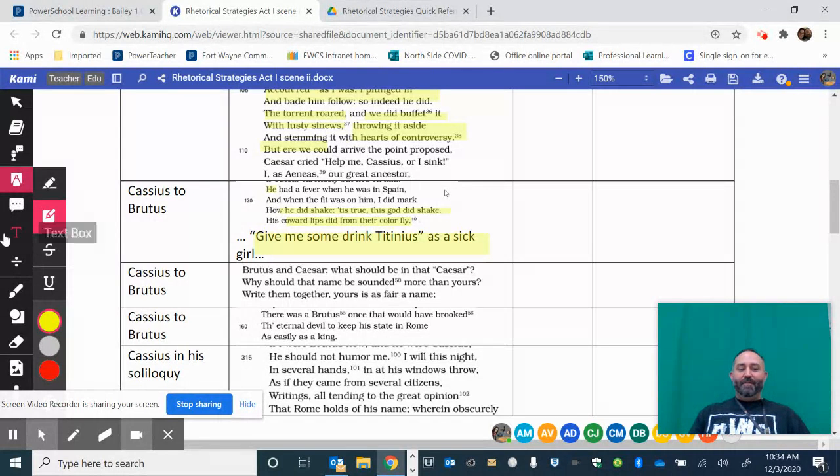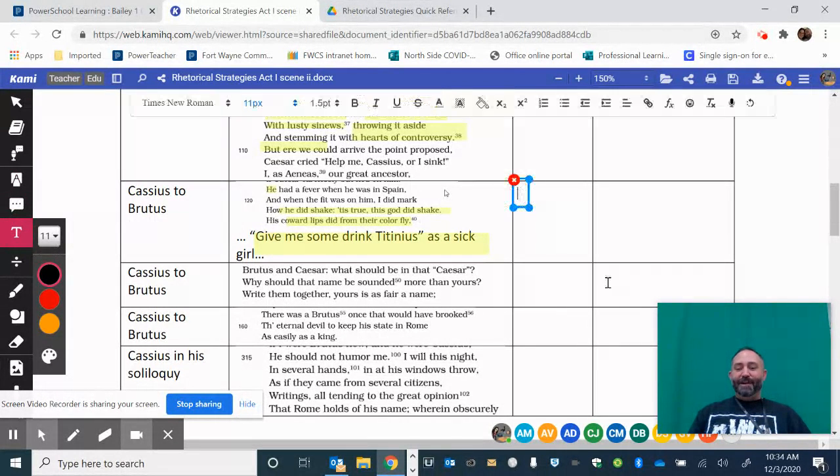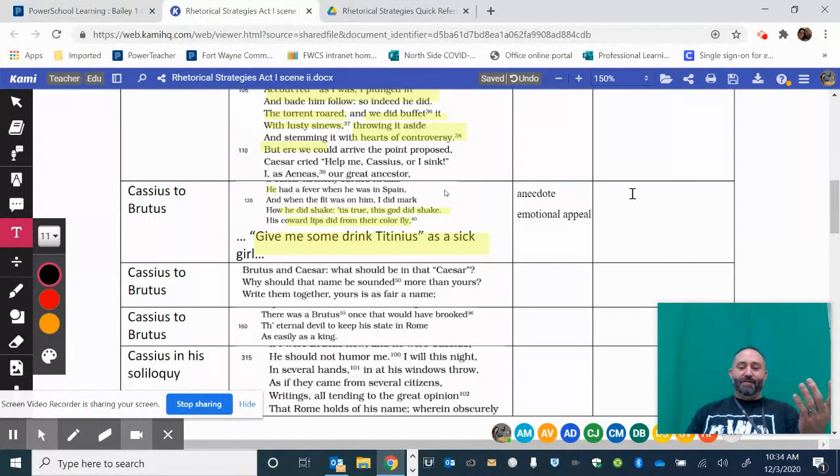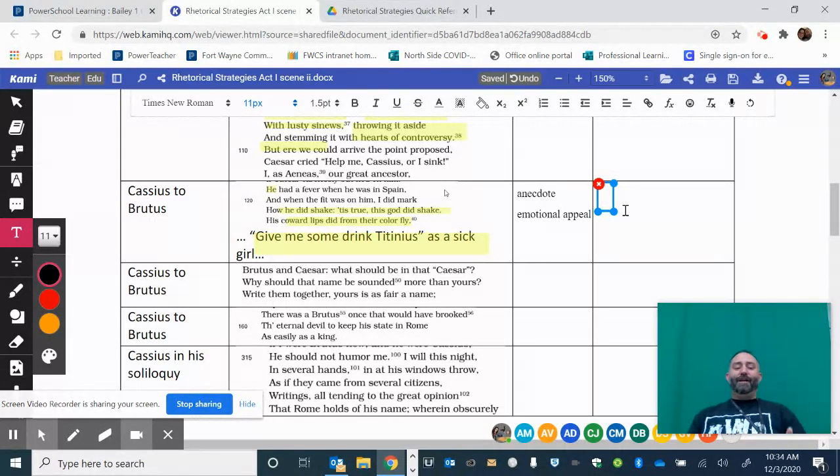So what is it when you tell a story? Oh, it's called an anecdote. And in particular, it's also an emotional appeal because it's meant to question Caesar's masculinity. Like, he talked like a girl. How is he the leader of the world? So in either case, why would Cassius tell this story about Caesar being sick?